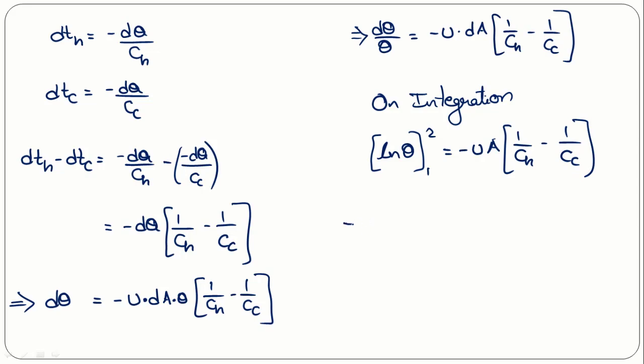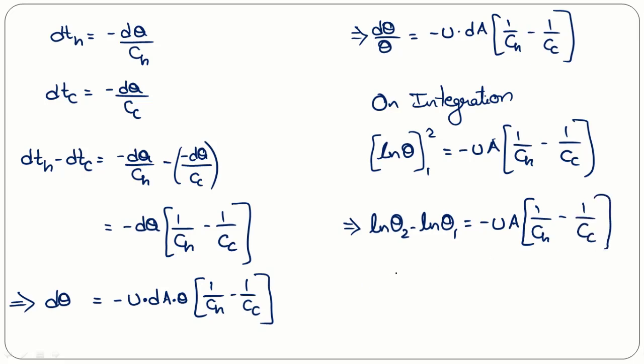So this becomes ln theta 2 minus ln theta 1, which will be equal to minus UA into 1 by CH minus 1 by Cc. Log m minus log n can be written as log m by n. So ln theta 2 by theta 1 is equal to minus UA into 1 by CH minus 1 by Cc.